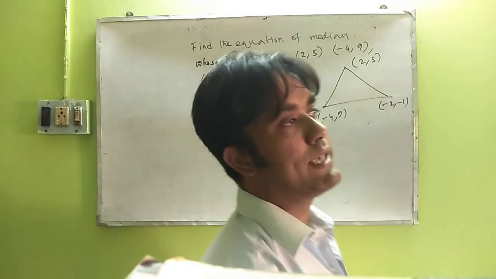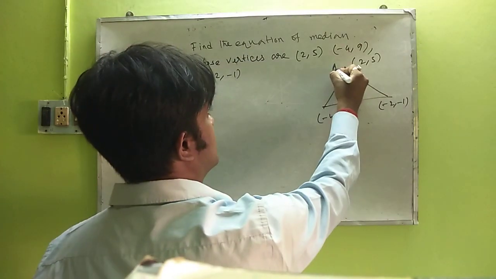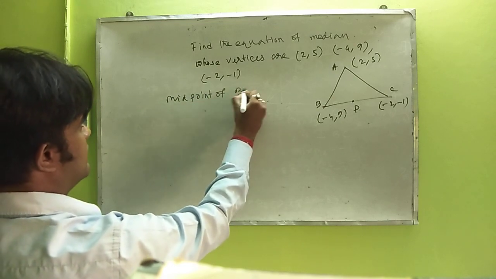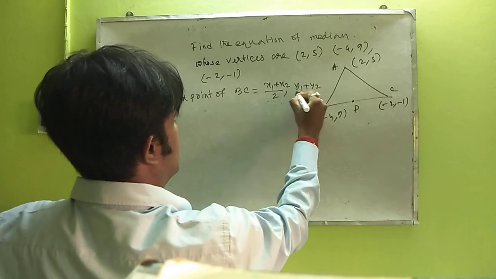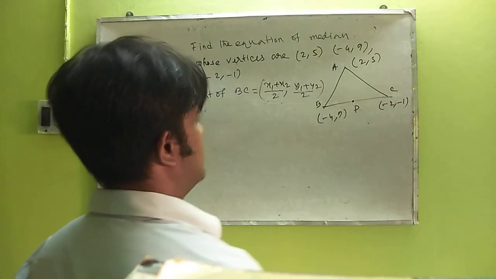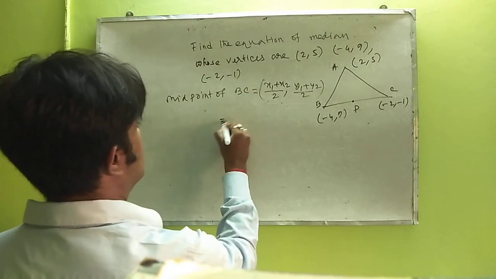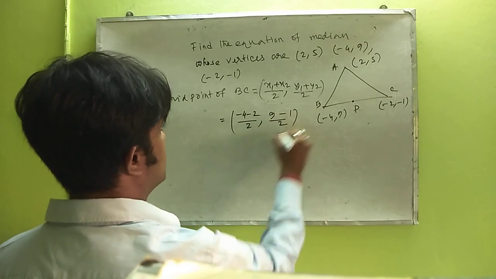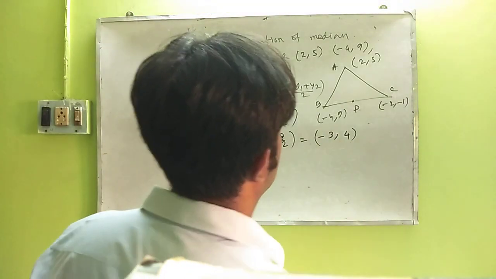So in the previous sum we calculated the equation of altitude. Here we calculate the median. That is, you find the midpoint of BC. Suppose the midpoint is P. So the midpoint of BC, we know the midpoint formula, (x1 plus x2) by 2. Here this is x1 y1 and this is x2 y2. So minus 4 minus 2 by 2, 9 minus 1 by 2, that is minus 6 by 2, 8 by 2, minus 3, 4. So we find AP.